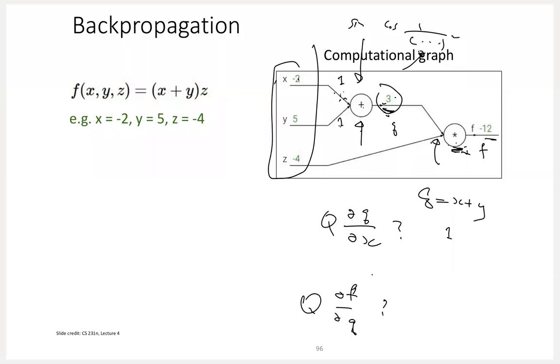Yes. So I have F equal to Q times C, right? So I have partial F partial Q is just equal to C. So therefore it's just equal to -4 here. Okay, I get the partial derivative here. For this path I have -4, and for this path it is actually equal to 3.